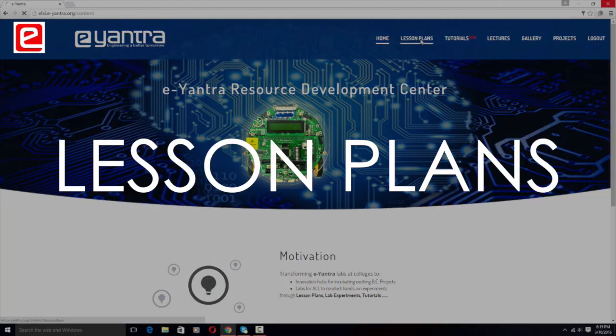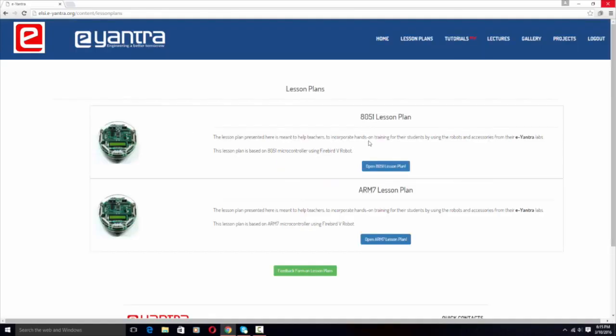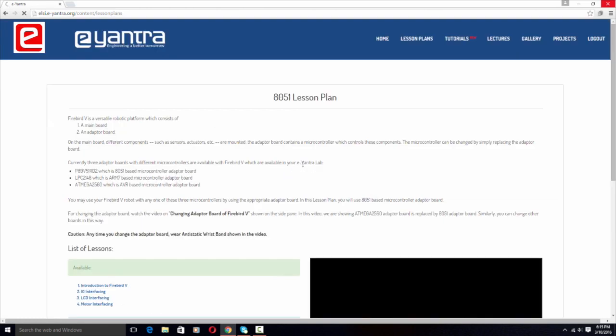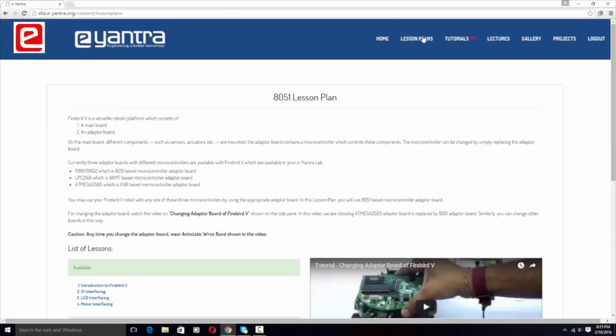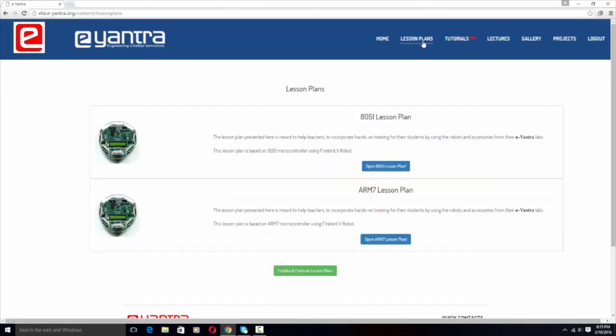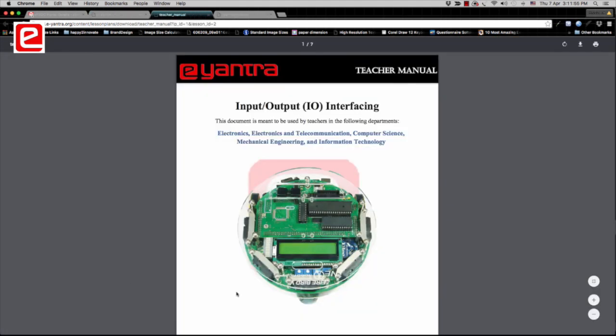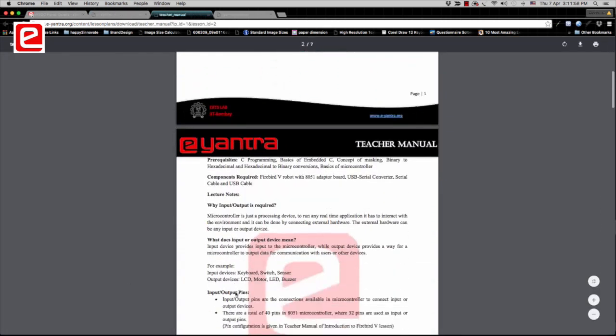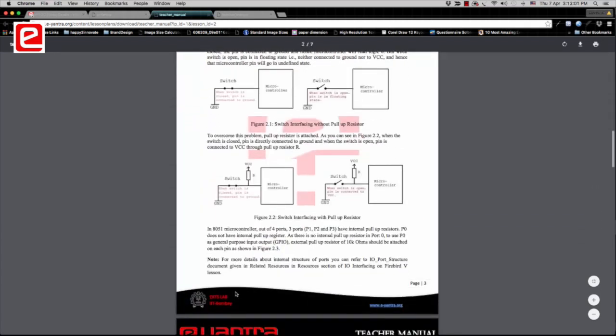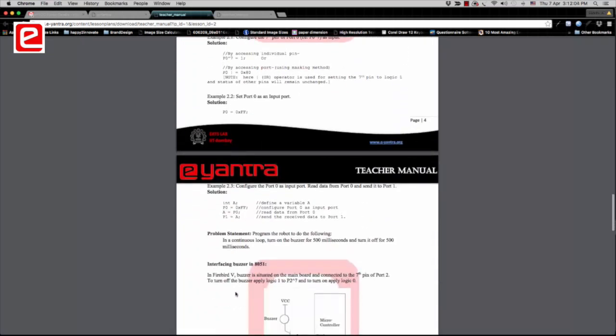Lesson plans. There are many lessons that are already available on the eYRDC portal. Each lesson plan has many smaller modules called lessons, and each lesson is broken up into a teacher manual. The teacher manual actually has content for the teacher to get prepared for a classroom to deliver a lecture.